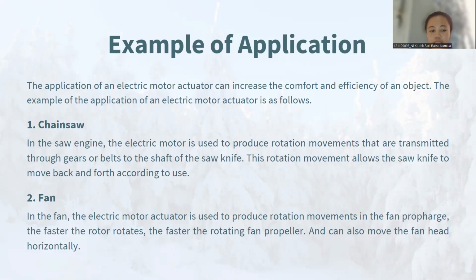Second, fan. In a fan, the electric motor actuator is used to produce rotation movements in the fan propeller. The faster the rotor rotates, the faster the fan propeller rotates, and it can also move the fan head horizontally.